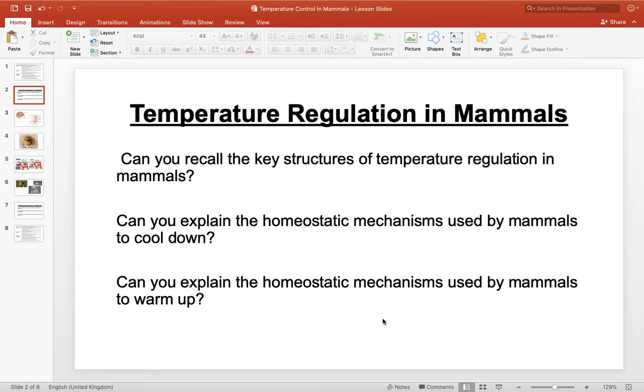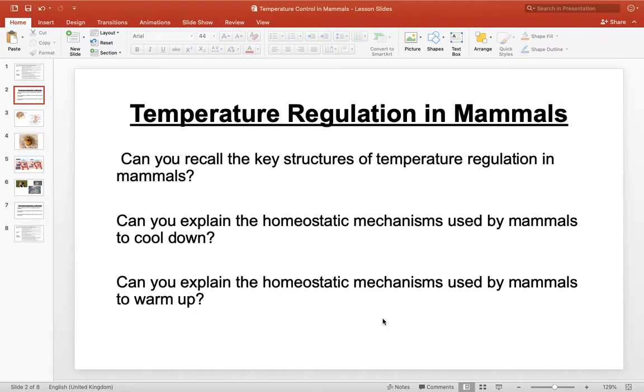In the previous lesson we looked at homeostasis principles and the basics surrounding homeostasis. Today we're going to be looking at temperature regulation in mammals. So by the end of this lesson you should be able to recall the key structures of temperature regulation in mammals. You should be able to explain the homeostatic mechanisms used by mammals to cool down. And you should be able to explain the homeostatic mechanisms used by mammals to warm up.